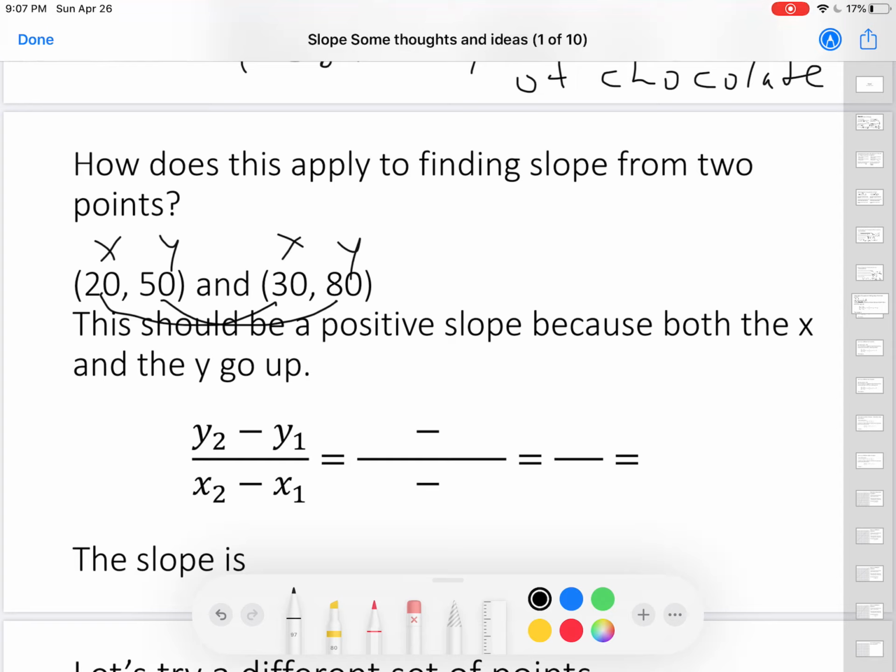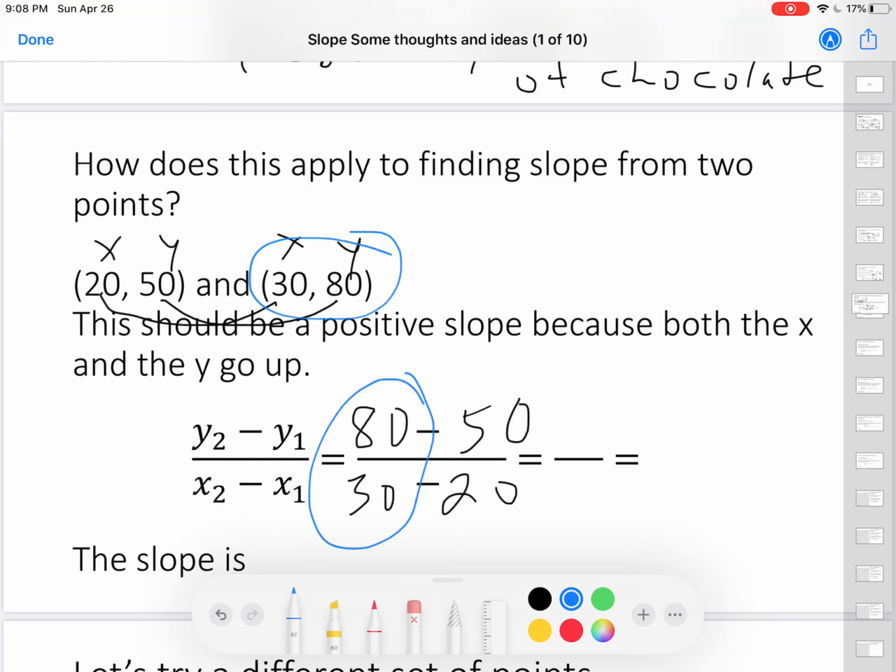All right, let's do y2 minus y1. That's 80 minus 50. And then it's 30 minus 20. I want you to notice something. Here's 80 and 30, same point on top of each other. Here's 20, 50, same point on top of each other. And that's important because of what happens with the positive and negative.